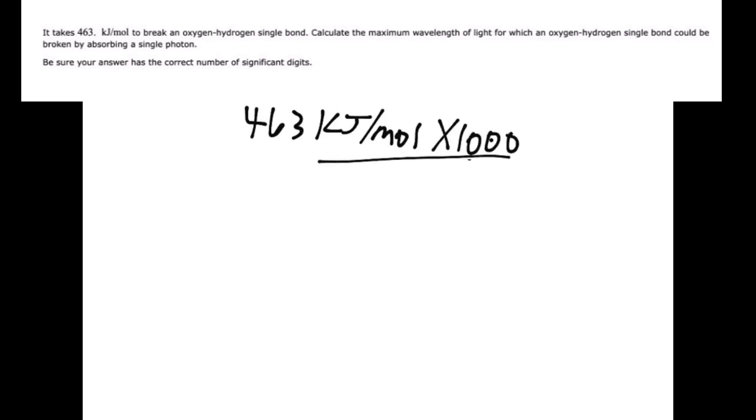Okay. The next problem says, it takes 463 kilojoules per mole to break an oxygen-hydrogen single bond. Calculate the maximum wavelength of light for which an oxygen-hydrogen single bond could be broken by absorbing a single photon. So this is actually the exact same type of problem as the first problem that we covered in that other video, and you solve it the exact same way. So we have 463 kilojoules per mole. We have to times it by 1,000, and we have to divide it by Avogadro's number.